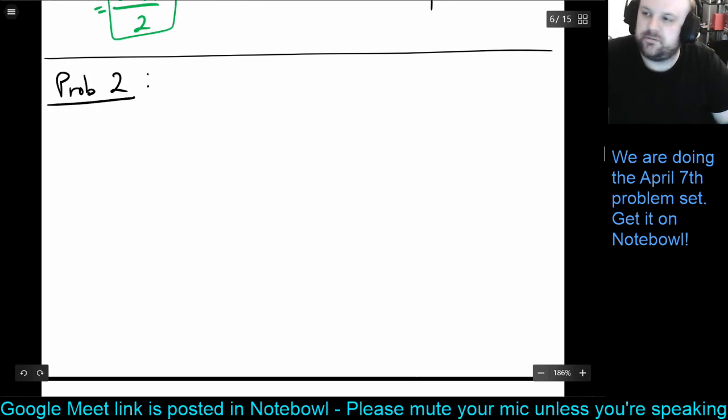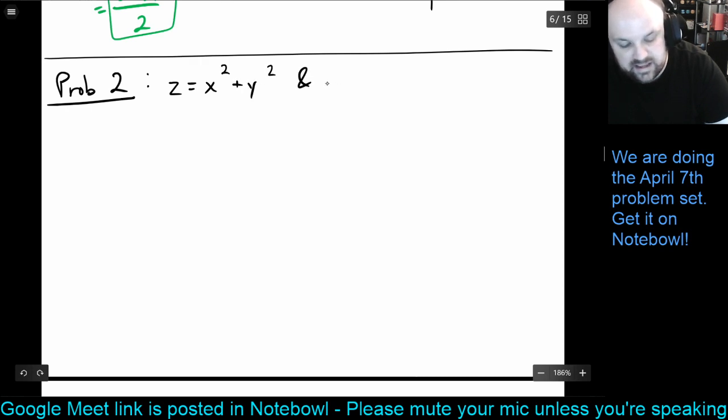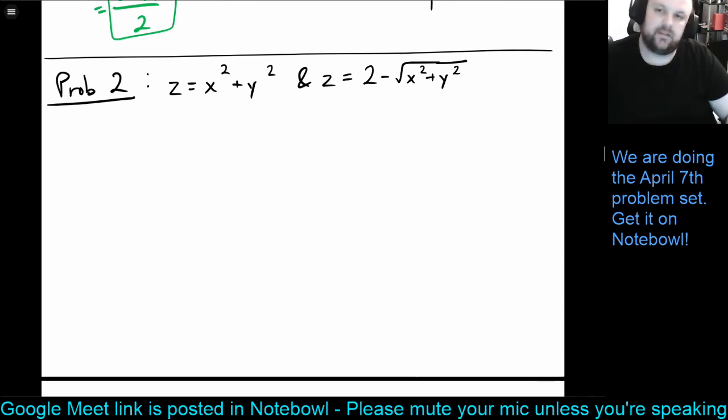So in problem 2, we want the region bounded by the paraboloid, z equals x squared plus y squared, and the cone, z equals 2 minus square root of x squared plus y squared. All right. So we want to find the volume of the region between these two curves.